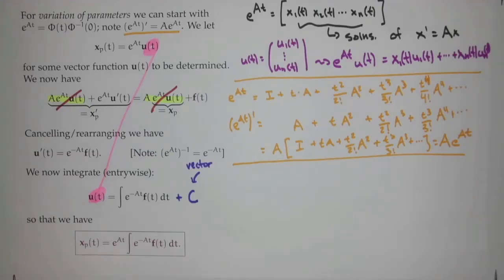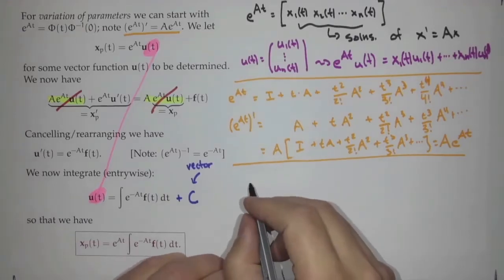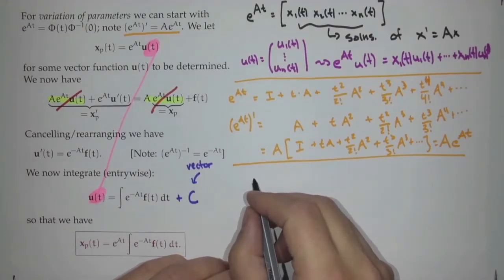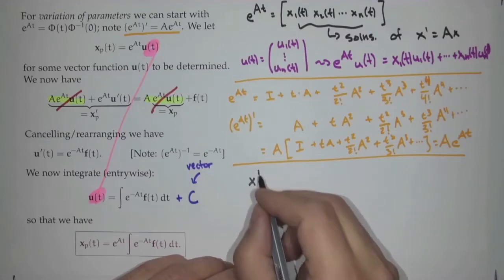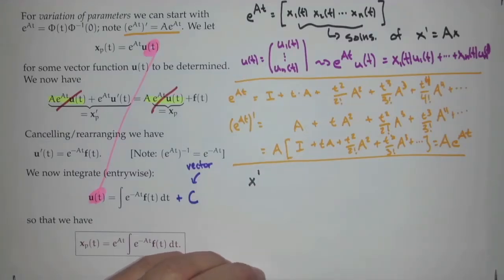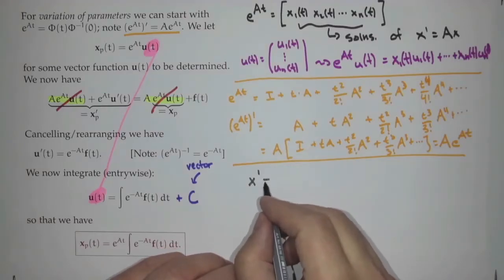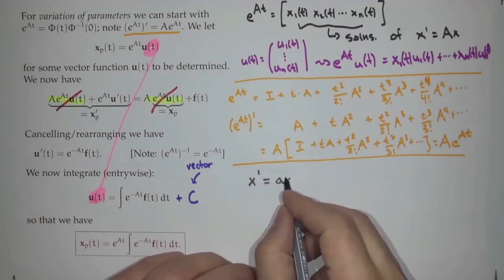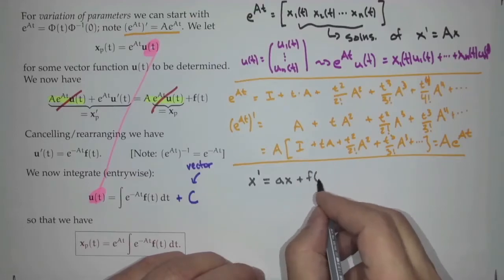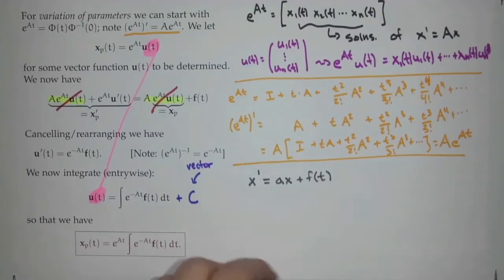I want to do a quick callback to something we saw early on, week 1 of the semester. Oh, that's a long time ago. All right, so we're just going to plain old functions, numbers, nothing fancy. x prime equals a times x plus f of t. This is where we started way back when. Suppose we wanted to solve this for x. What would we do?